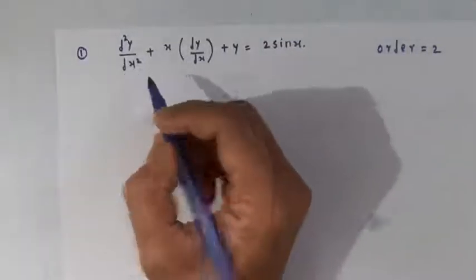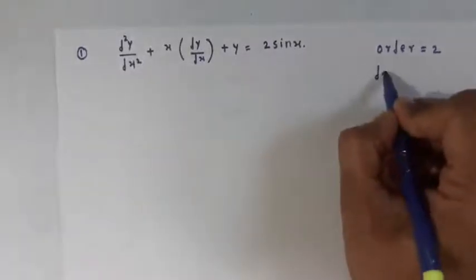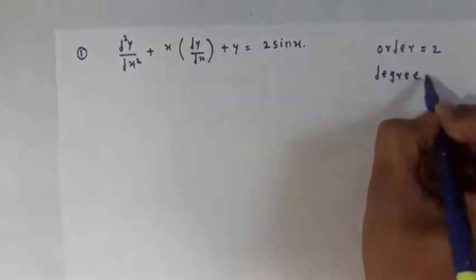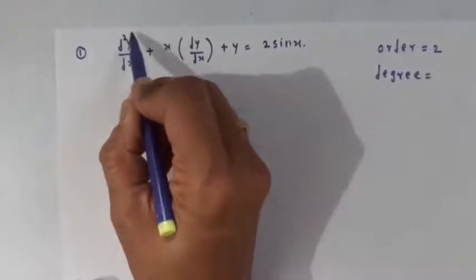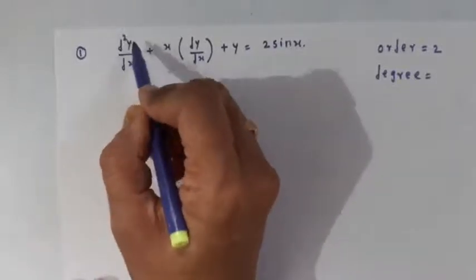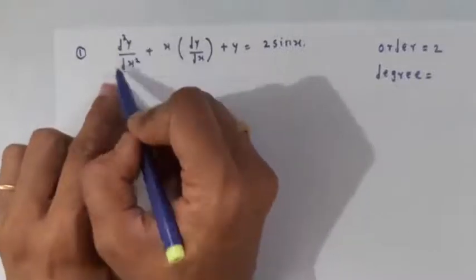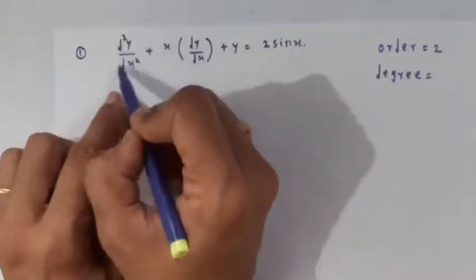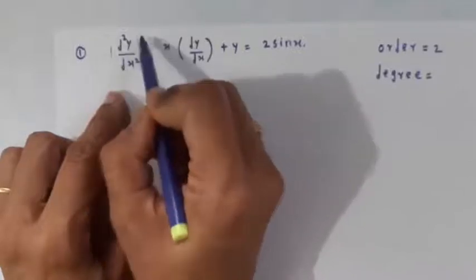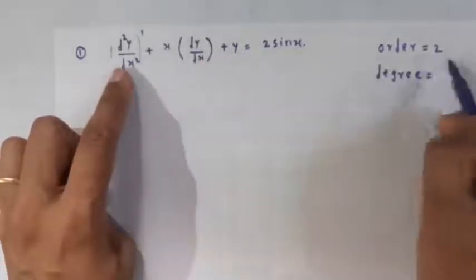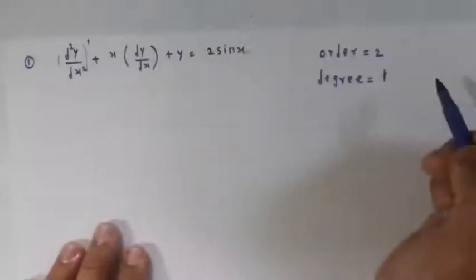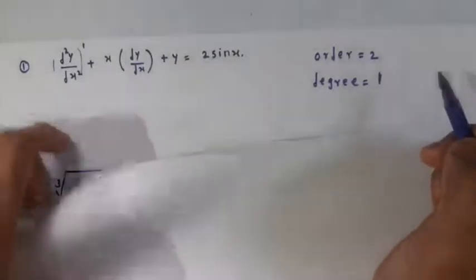Okay, now find out the degree. Degree of differential equation means the power of the highest order. So power of highest order is 2 and its power is 1, and therefore degree of differential equation is 1. Okay, in this way.